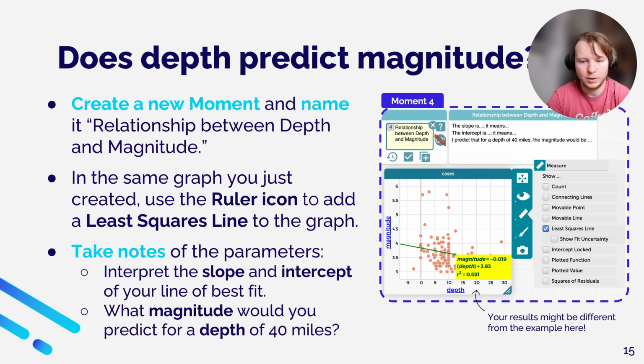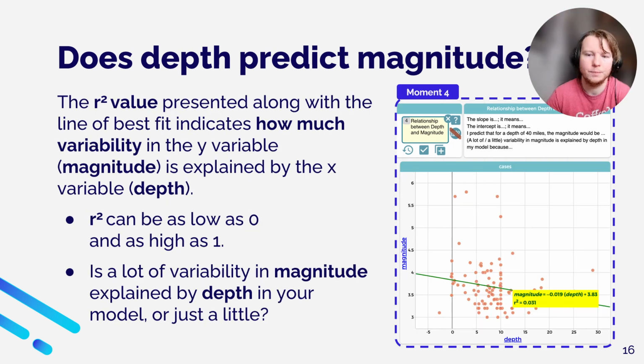Then we're going to have them do a prediction. What magnitude would you predict for a depth of 40 miles? This is just plugging in that value of 40 and seeing what the output is in their equation. So the next thing we want to look at is r-squared. The r-squared value presented along with the line of best fit tells us how much variability in the y variable, in this case magnitude, is explained by the x variable, in this case depth.